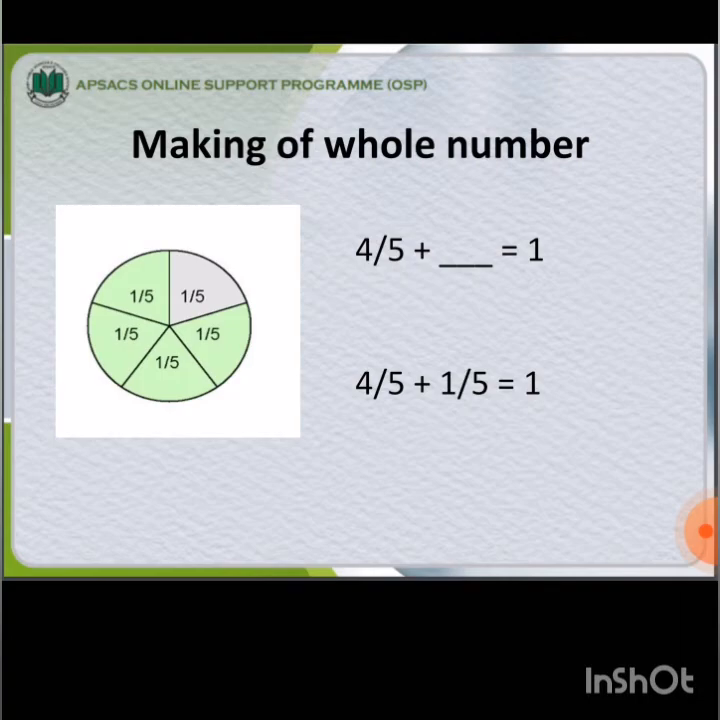Similarly, the circle is divided into 5 equal parts, among which 4 are green and 1 is grey, which is missing. So 4 by 5 plus dash is equals to 1. So we have to add the remaining part, which is 1 by 5. 4 by 5 plus 1 by 5 is equals to 1.